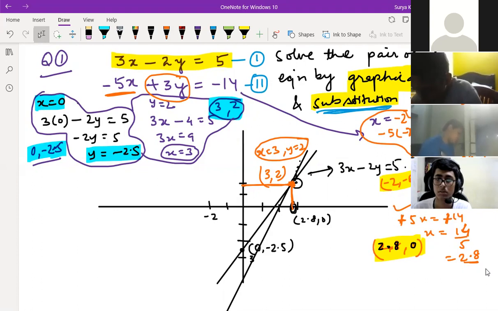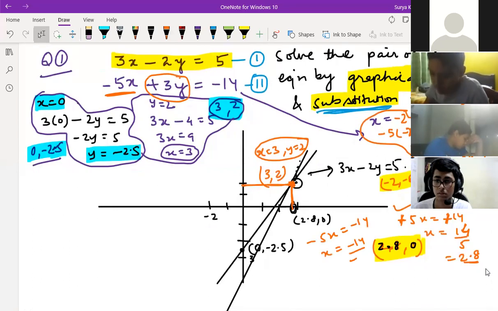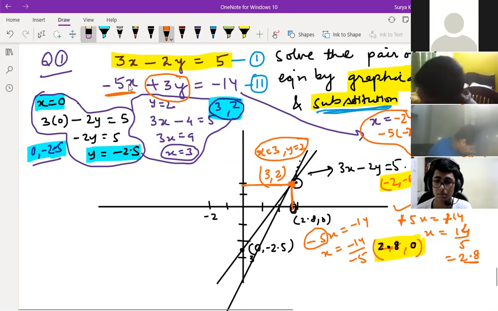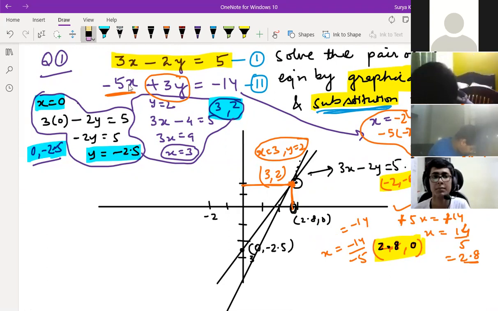Or you can do it like this. Minus 5x is equal to minus 14, so x is equal to minus 14 by minus 5, correct? But sir, if we take minus 5 to the other side, it will become plus, right? No, this is multiplication, no? Multiplication will come as division, the sign will not get changed. Okay, sir. Fine. Children, there may be a small confusion here, but okay, no problem.